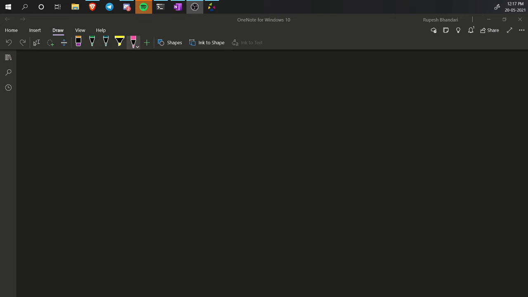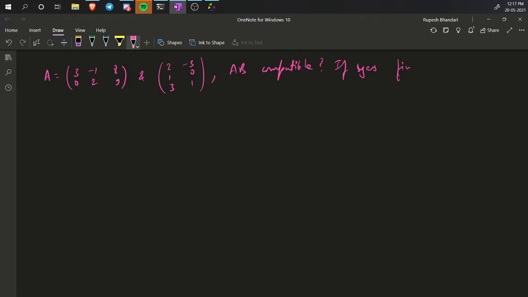Okay, so the first question that we'll be tackling is, so A equals, so this is from my book, 8, 9, and let's say 2, 1, 3, minus 3, 0, 1, right? So the question asks, is AB compatible? That is one question. If yes, find AB.